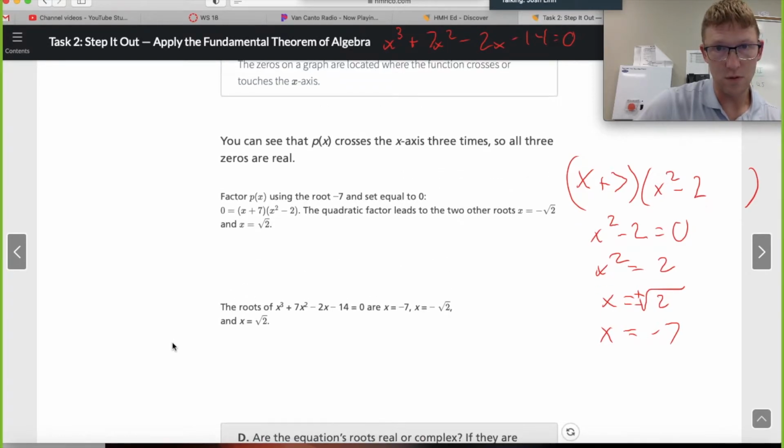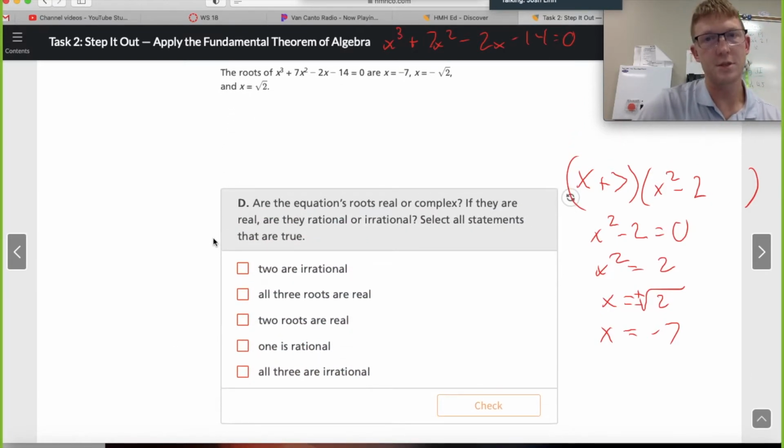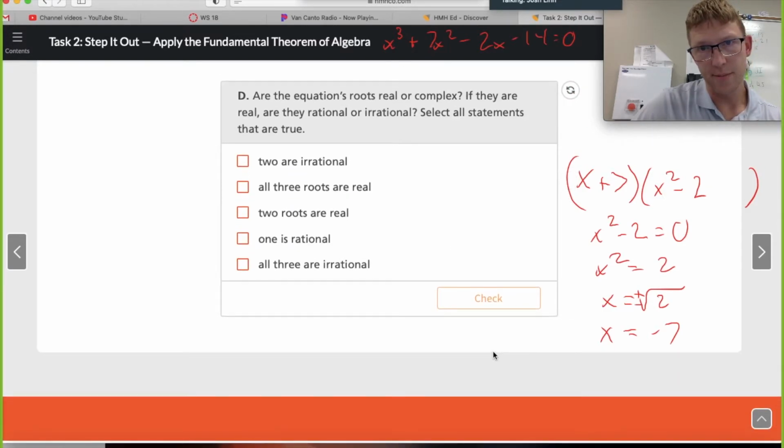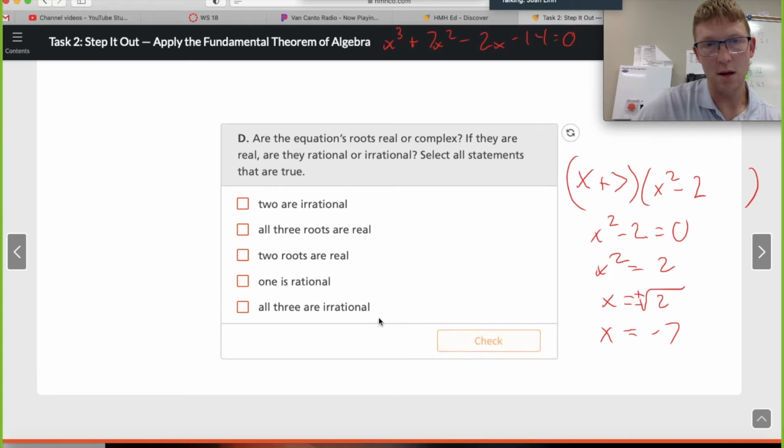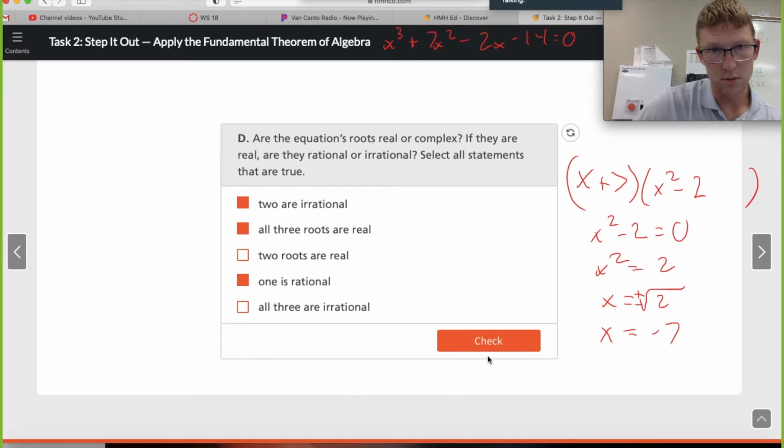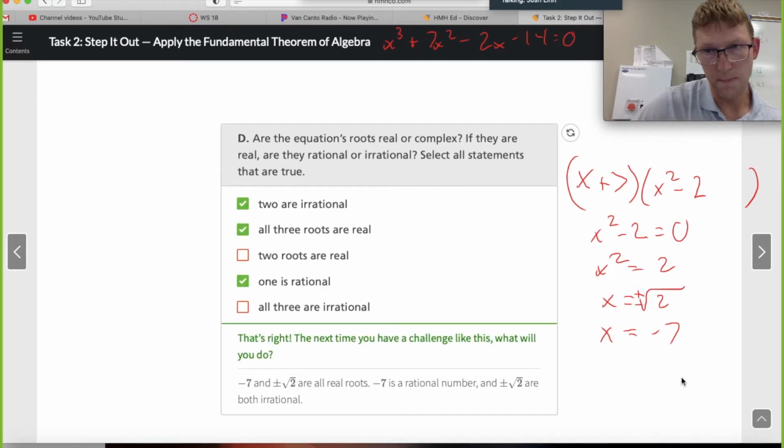So the roots are all of those. Are the equation's roots real or complex? They are real. So let's see here. All roots are real. 2 are irrational. 1 is rational. And there you go.